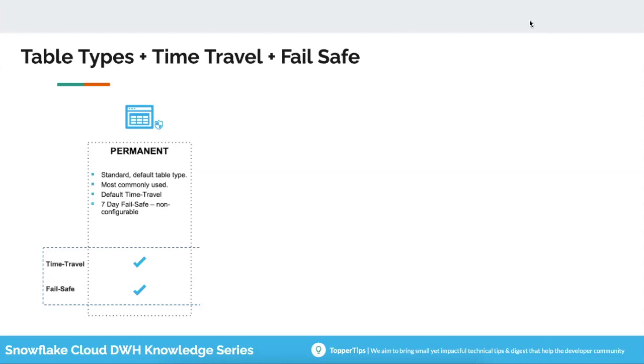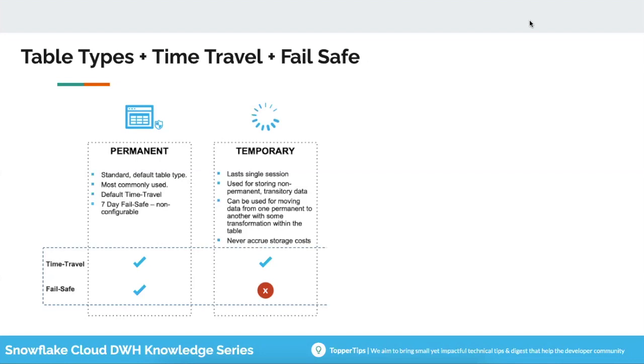So when you look into the permanent table, you have time travel enabled for that, and you have fail safe enabled for that. Fail safe is not configurable. Time travel is configurable according to your edition. So you can go from 1 day to 90 days, depending on what edition you have, but by default it is 1. You can also make the time travel 0.